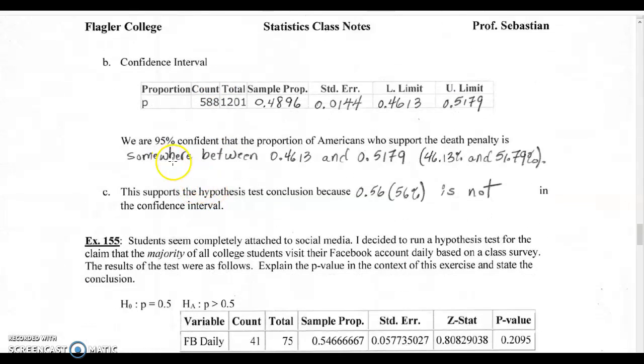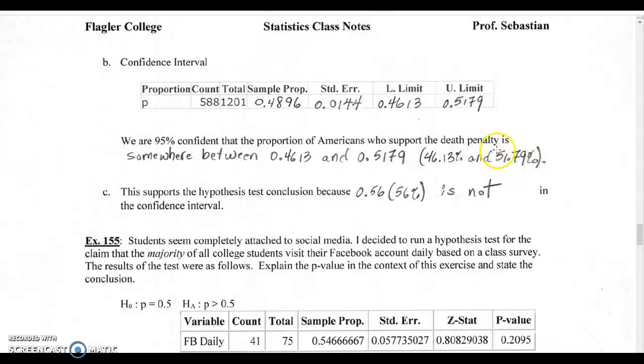Now, if we construct a confidence interval, so again, instead of choosing a hypothesis test with StatCrunch, when I go to Stat, Proportion Stats, one sample with summary, instead of choosing hypothesis test, I choose confidence interval, and this is the confidence interval. I get a lower limit of 0.4613 and an upper limit of 0.5179. Again, this is a 95% confidence interval. So we are 95% confident that the proportion of Americans who support the death penalty is somewhere between 0.4613 and 0.5179, which is 46.13% and 51.79%.